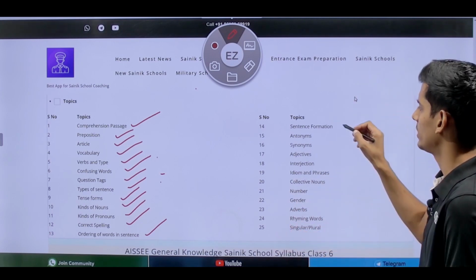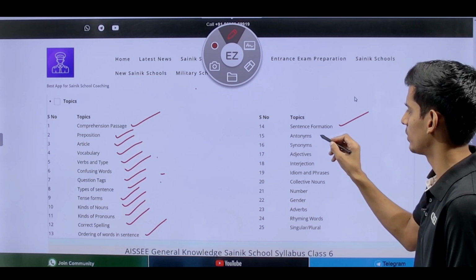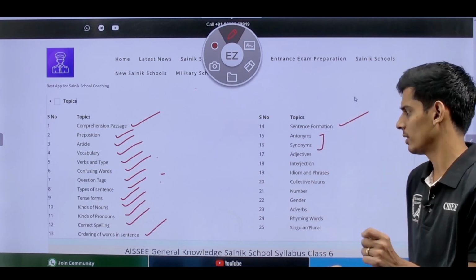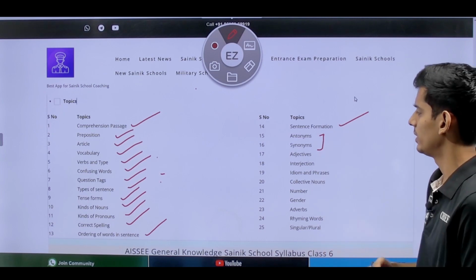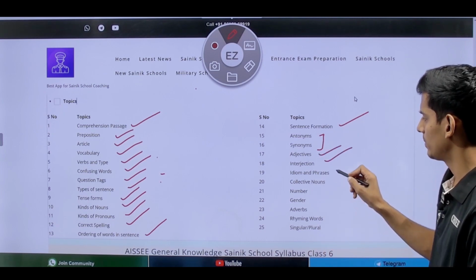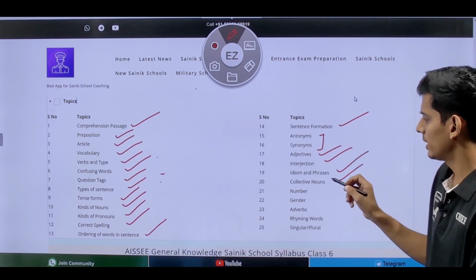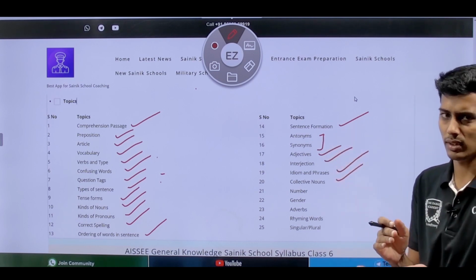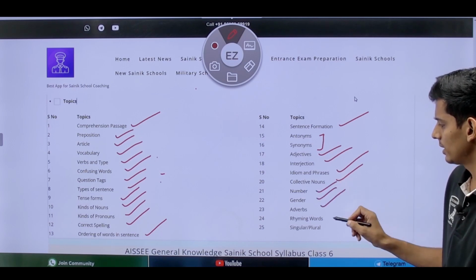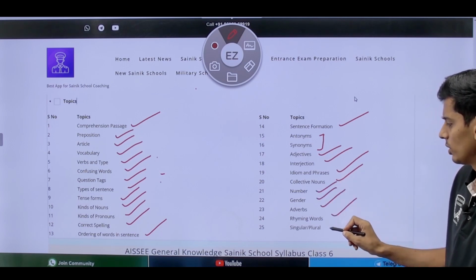Then chapter number 14 is sentence formation. Then we have antonyms and synonyms. Basically, they can be clubbed together in one chapter, but they have given it in separate headers. Then we have adjectives, interjection, idiom and phrases, collective nouns. Collective nouns is a subpart of nouns. Then we have number and gender, adverbs, rhyming words, then singular plural.